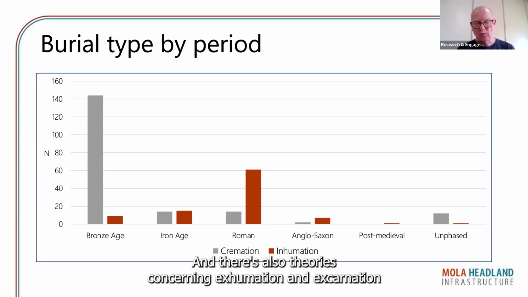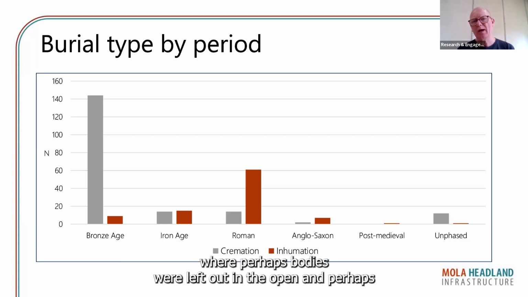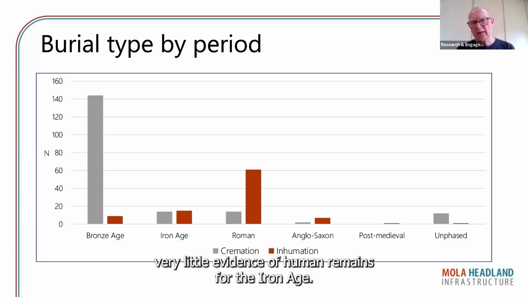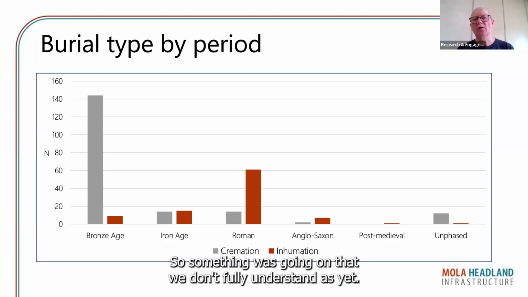And there are also theories concerning exhumation and excarnation, where perhaps bodies were left out in the open and perhaps scavengers came and took some of the remains. Whatever the case, we have very, very little evidence of human remains for the Iron Age. So something was going on that we don't fully understand as yet.